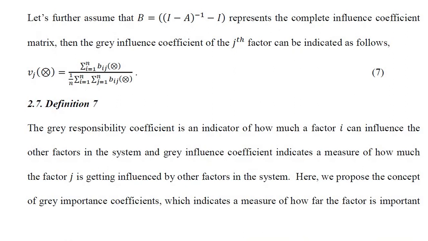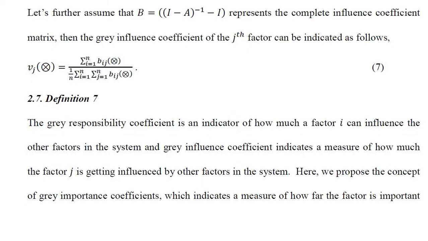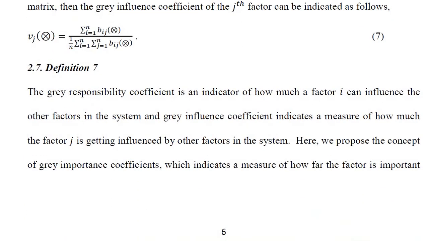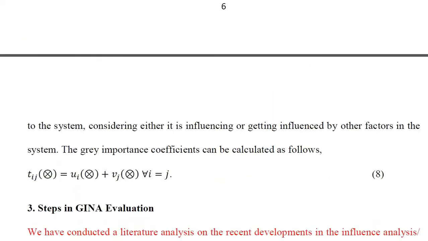So gray responsibility coefficient, what is the indication of that? Responsibility coefficient means how much a factor i can influence other factors. And what is the gray influence coefficient? How much the factor j is getting influenced by other factors in the system. So these are the indications. We have used different notations, i and j, only to distinguish between them. Here we have used Ui, here we have used Vj. This is for distinguishing purposes only, because if both indicate i, there will be confusion.